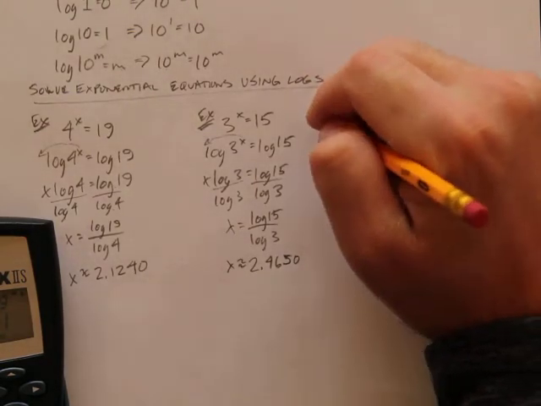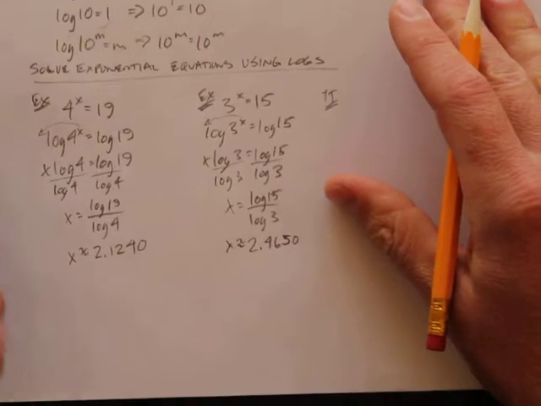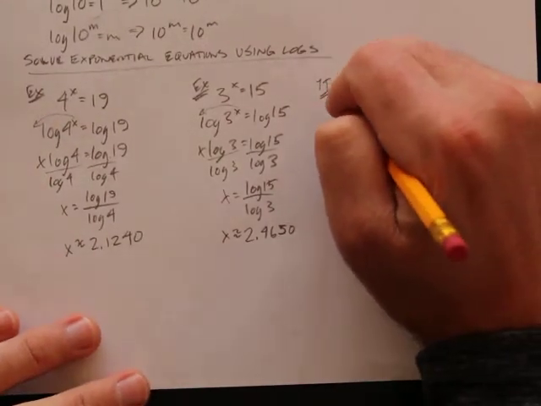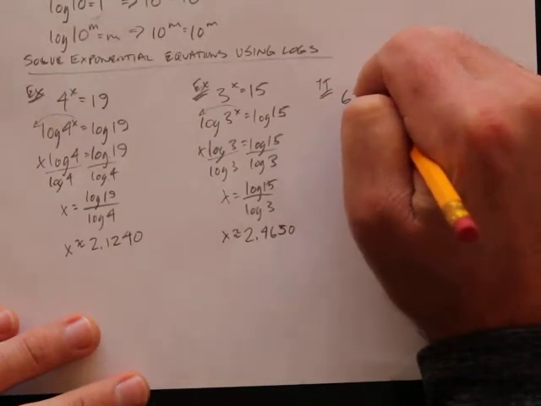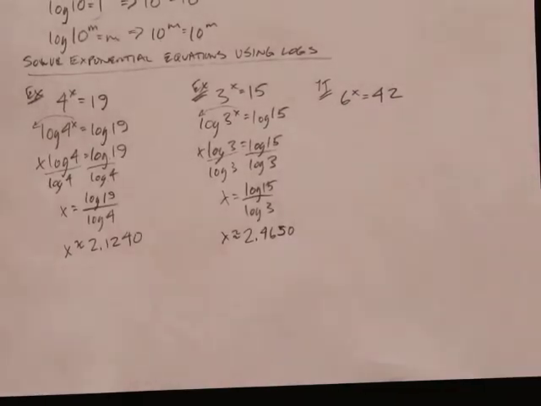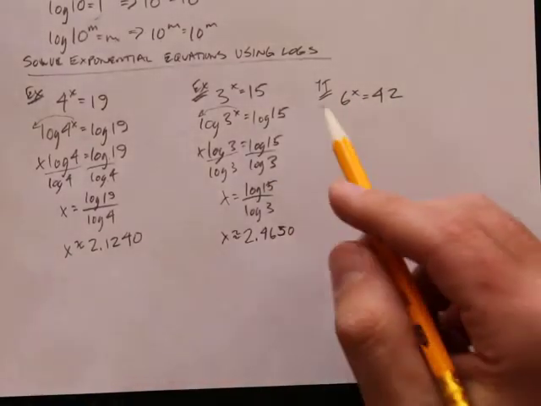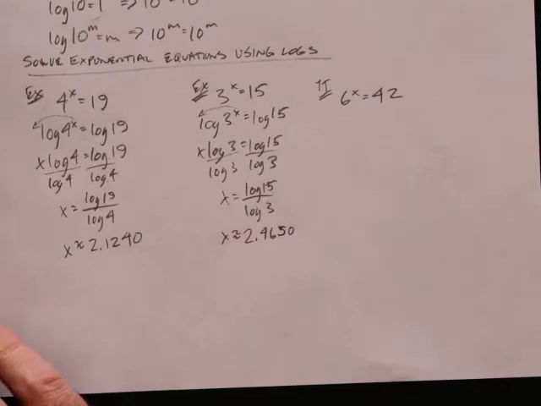All right, one more. Let's have you guys do this one on your own. 6 to the x power equals 42. Go ahead and take the common log of both sides, get through here, put this into your calculator, and see what you get. Go.